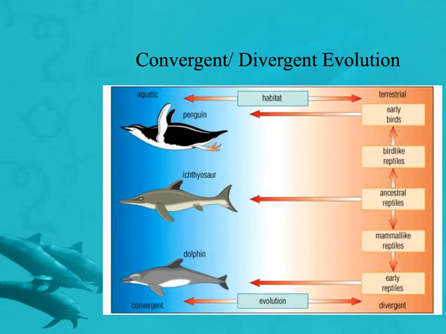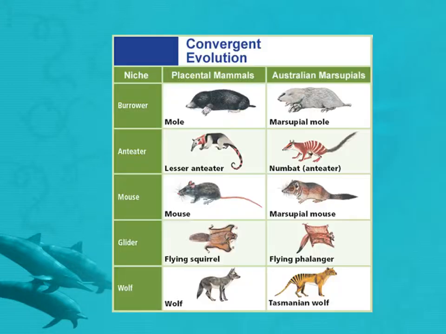But birds being different from reptiles and being different from mammals is divergent evolution. Diverge means to go away from each other or divide. Converge means to come together. Here are some examples of convergent evolution.